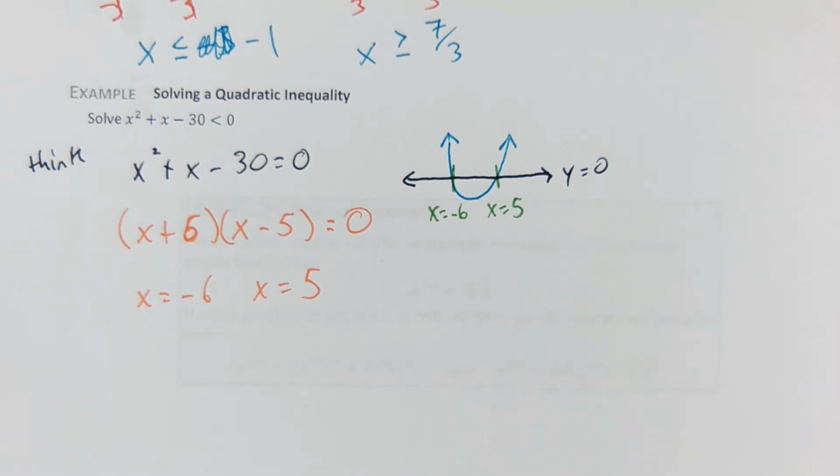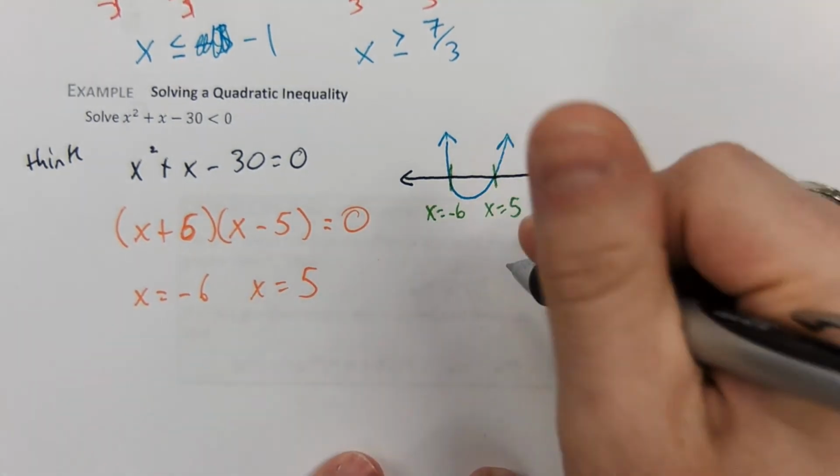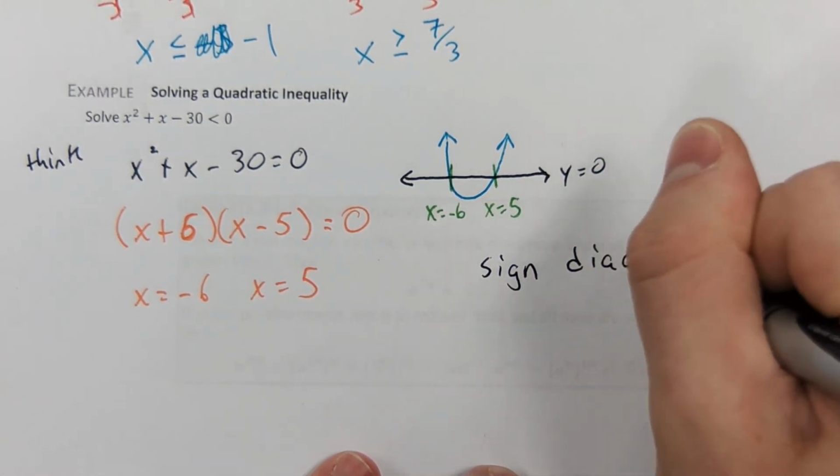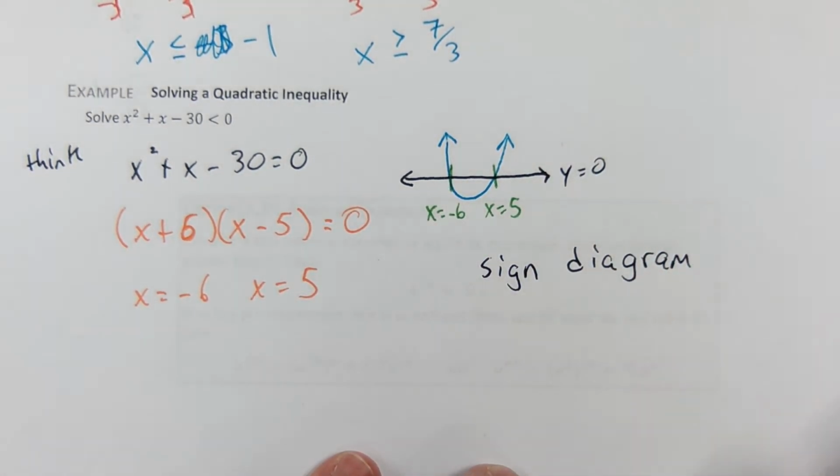But your go-to method, because there's a good chance that not everybody is deeply understanding what I'm talking about when I say graph theory, is to use something called a sign diagram. And you will use them a lot in calculus. A lot.